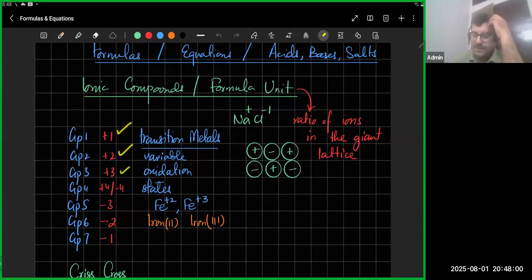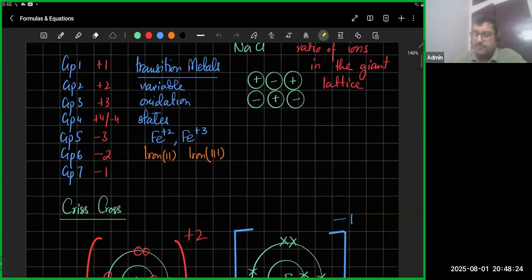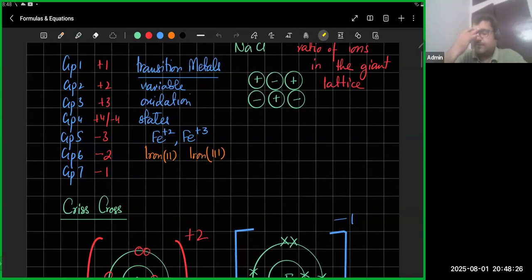compounds. Group one has +1, group two +2, group three is +3. When you move to non-metals, -3, -2, or -1, right? Transition metals had variable oxidation states or charges. They could be +2, they could be +3 as well. And I told you that when it comes to transition metals, their charges would be written with the formula.